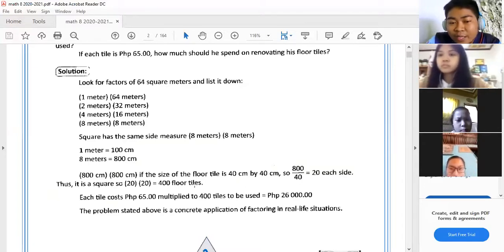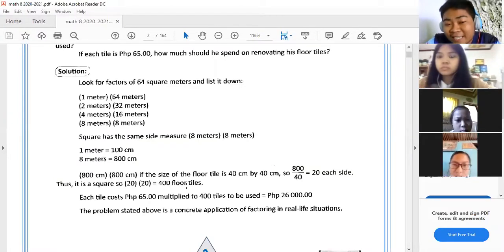So Mr. Cruz will be using 400 floor tiles. Each tile costs 65 pesos, so we just multiply. 400 times 65 will give us 26,000.